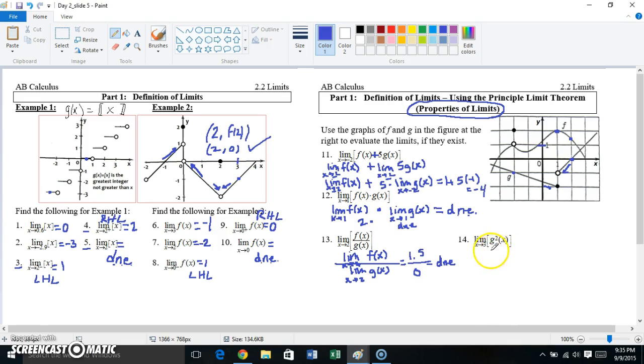Okay. The limit of a function to a power is the same as the limit of the function raised to the power. Let's wrap this one up. The limit of g of x as x approaches 3, 1, 2, 3, is 1. And so we're looking at 1 squared, which is 1.